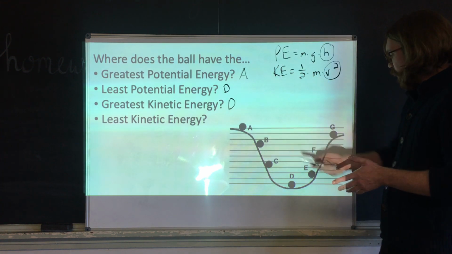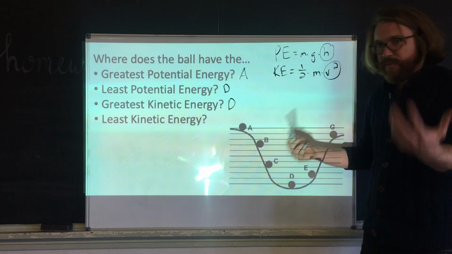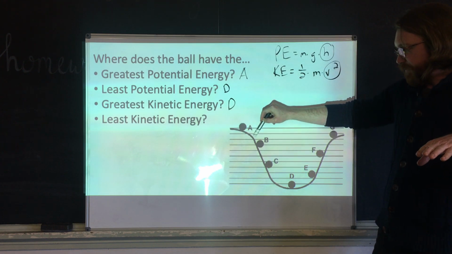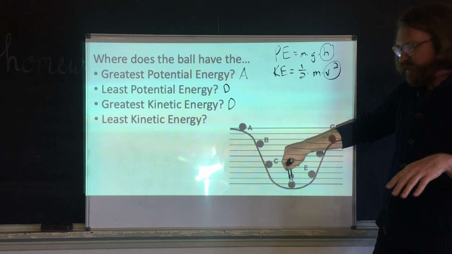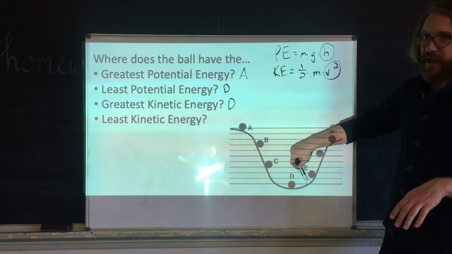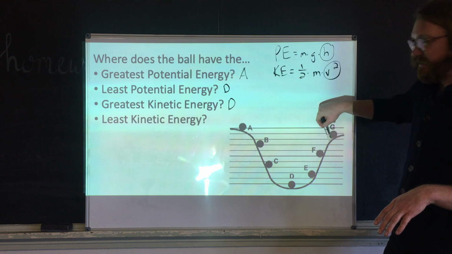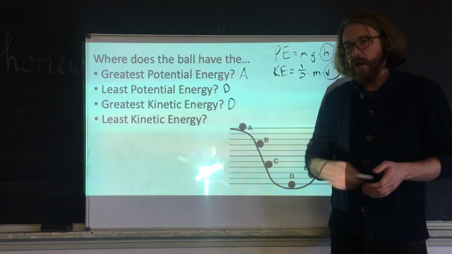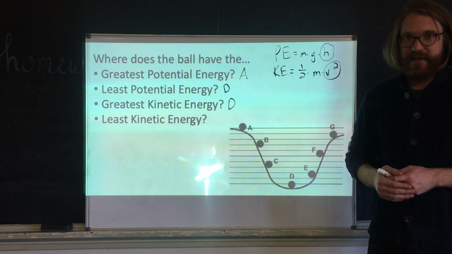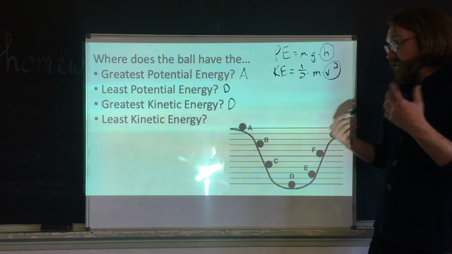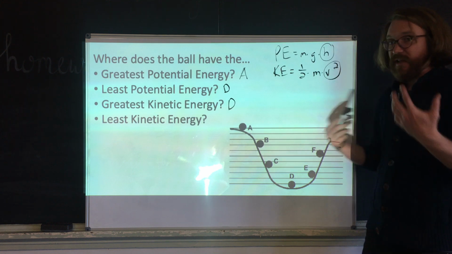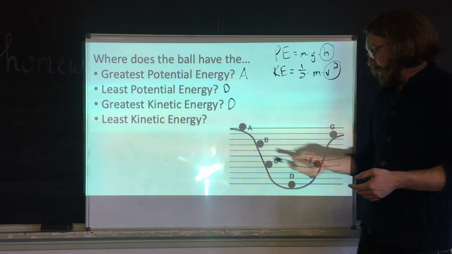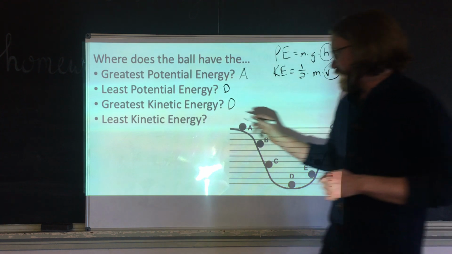Some of you might be saying, well, why isn't it G? Here's why. Look what the ball does. As it's rolling down, it goes from not moving, speeding up, speeding up, speeding up, it's going its fastest. Now it's going uphill, it's slowing down, slowing down, slowing down, stopping. So D is where it's moving the fastest. Where does the ball have the least kinetic energy? Well, it has the least kinetic energy where it has the least velocity. Like I just told you, it has 0 velocity at A and 0 velocity at G.